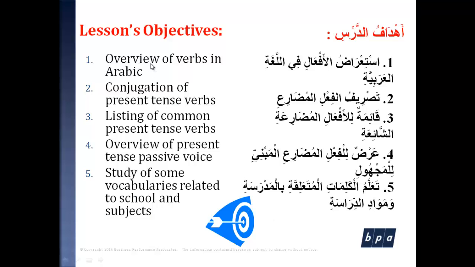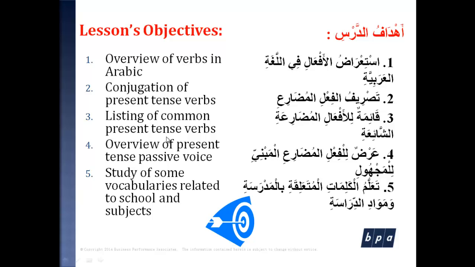Lesson objectives. Overview of verbs in Arabic. We'll review it again as we did in Lesson 5. Conjugation of present tense verbs. We did the past tense verb in Lesson 5, so now we will do the present tense.